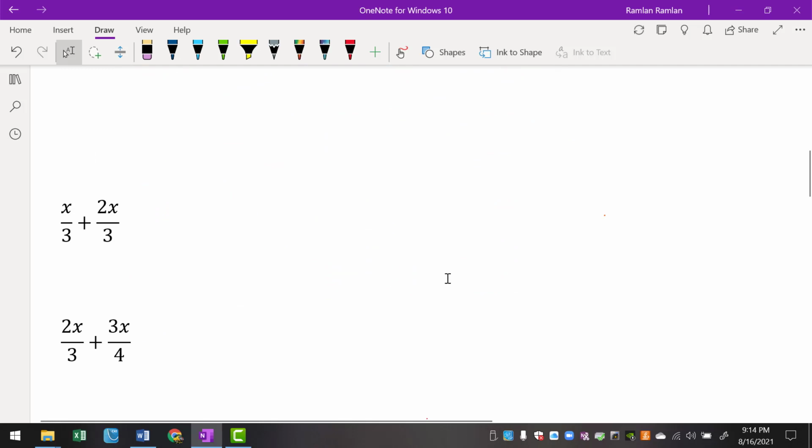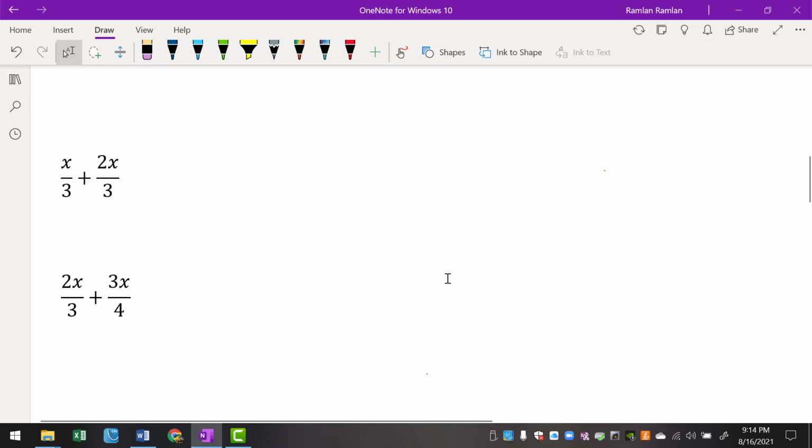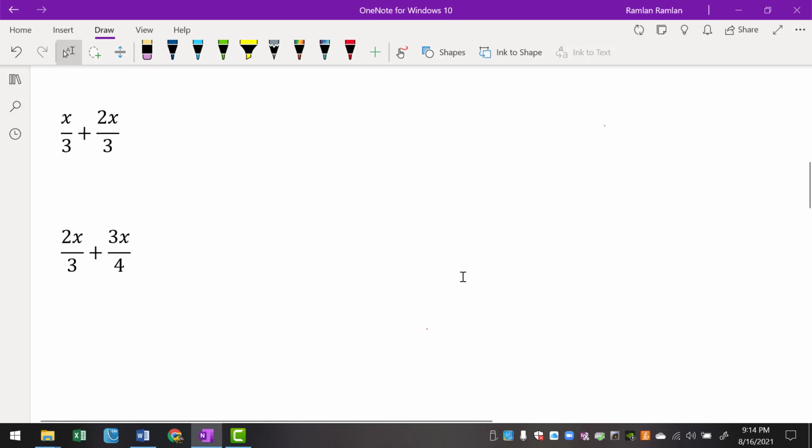Okay, the next example is going to be an arithmetic operation of fractions, like addition, subtraction, multiplication, and division. Remember, when adding or subtracting fractions, you need to make sure that they have the same denominator. If they have the same denominator, then you can just add or subtract the numerators. So let's say I have 3 over 4 plus 5 over 4, right?